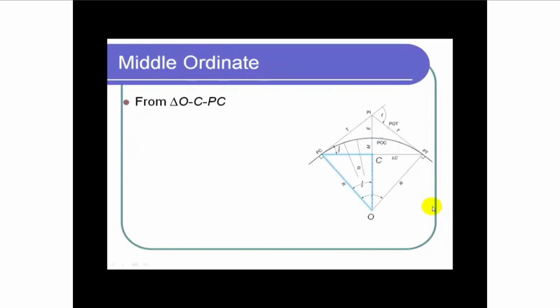Now the middle ordinate we can get by looking at the triangle O, C, PC.